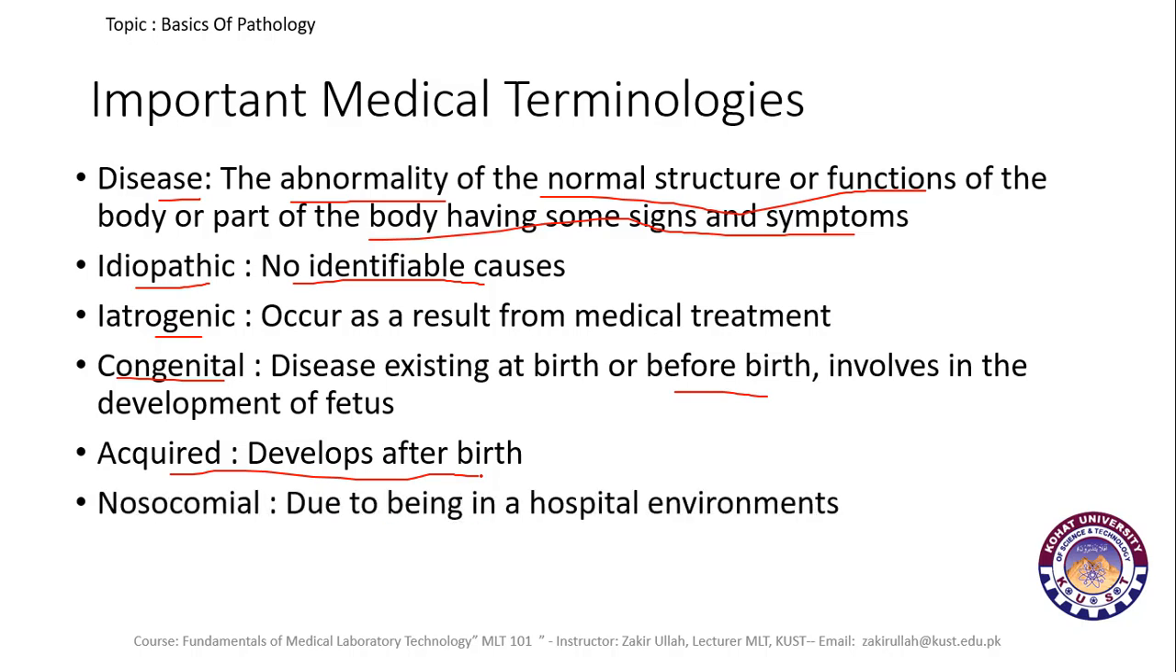Nosocomial disease or nosocomial infection is another type of infection. This disease develops as a result of the hospital environment. For example, if a person is injured and taken to the hospital, during the hospital stay he develops an infection or another disease due to the hospital environment. That type of disease is called a nosocomial disease.